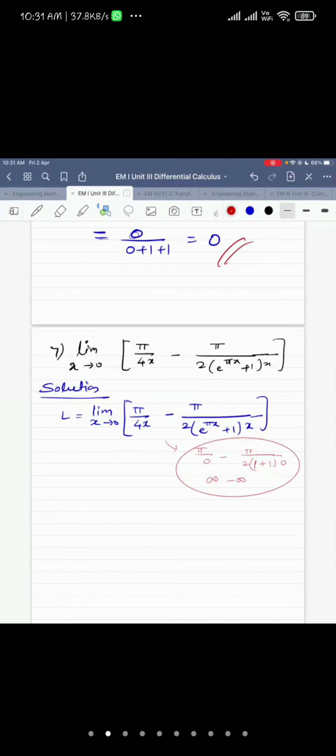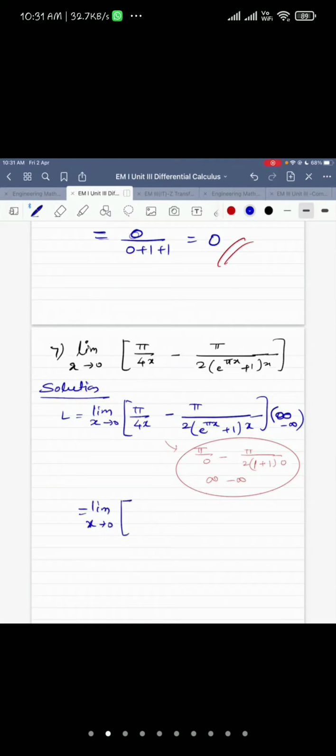Whenever you get a 1 upon 0 term, you get infinity minus infinity. Good writing. So the form is infinity minus infinity. Okay, so here I'll write down the form first. It is infinity minus infinity. Whenever it is infinity minus infinity, we cannot apply LHR.